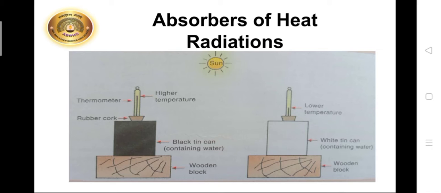After 2 hours, if we note the temperature of water in both the tin cans, we will find that water in black tin is at a higher temperature. It shows that a black object absorbs more heat radiations than a white object.